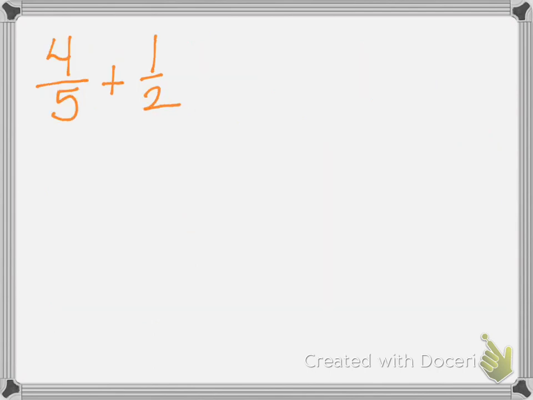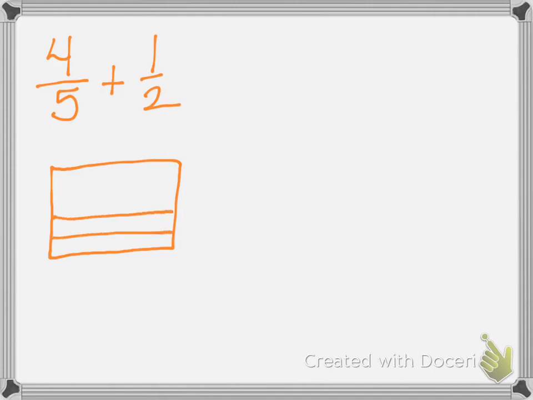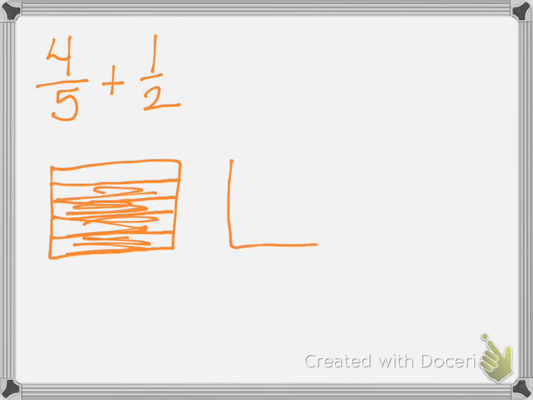Let's try another one. And like I said, if you'd like to pause it and try one on your own, go for it. First, we're going to draw 4/5. There's our fifths, and we're going to color in 4 of them. 1, 2, 3, 4. And then we're going to draw 1/2 with a vertical line, and we're going to color in 1 of them.